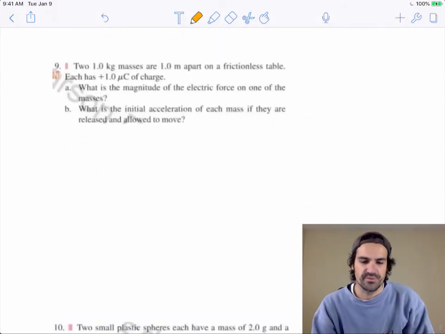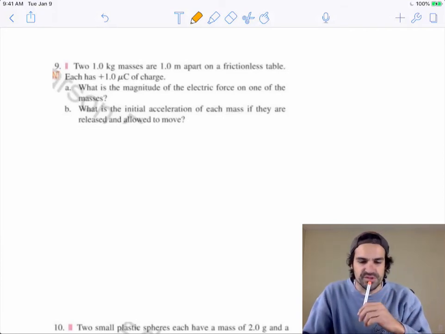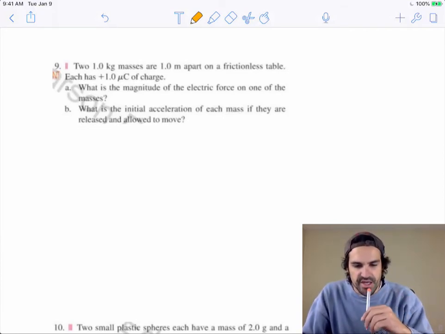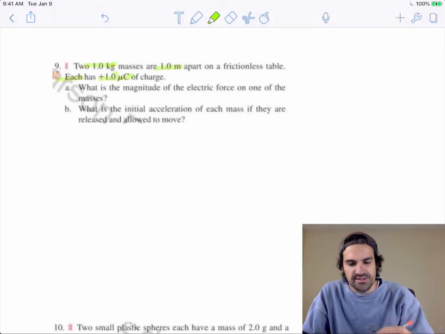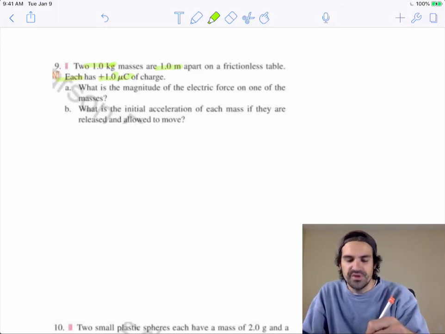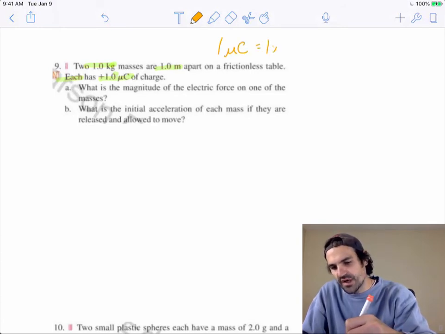So now jumping to number 9, 2 1 kilogram masses are 1 meter apart on a frictionless table. Each has 1 microcoulomb of charge. So 1 kilogram, 1 meter apart. Each has 1 microcoulomb. Milli, micro, so micro coulomb equals 1 times 10 to the negative 6.